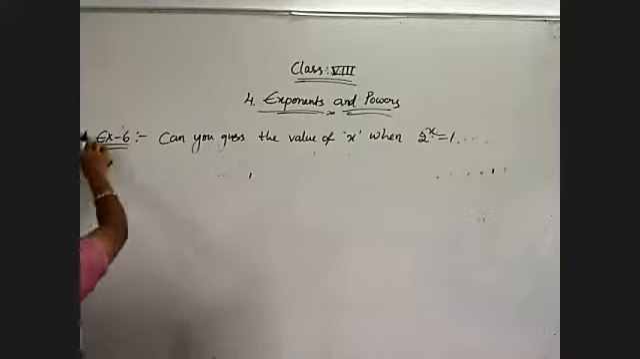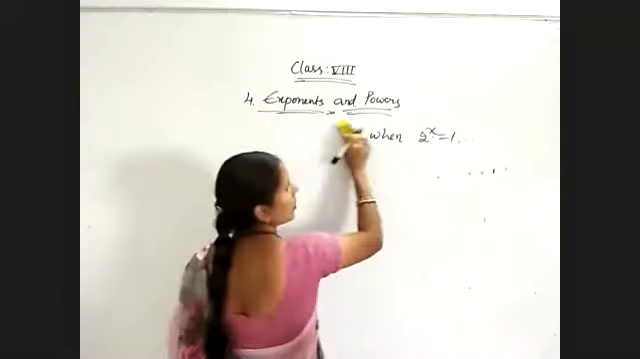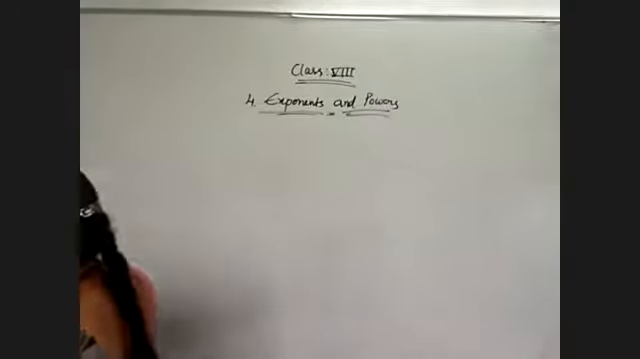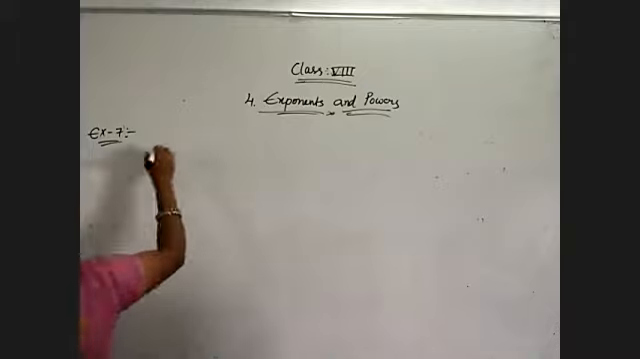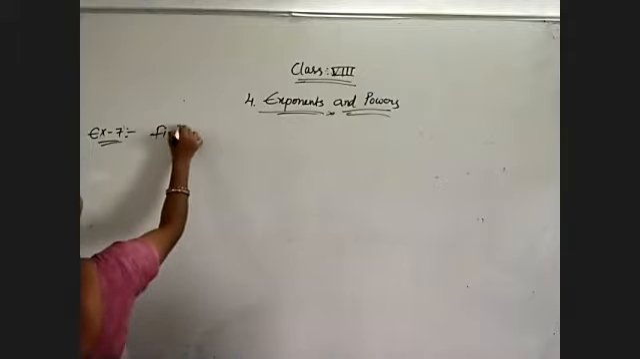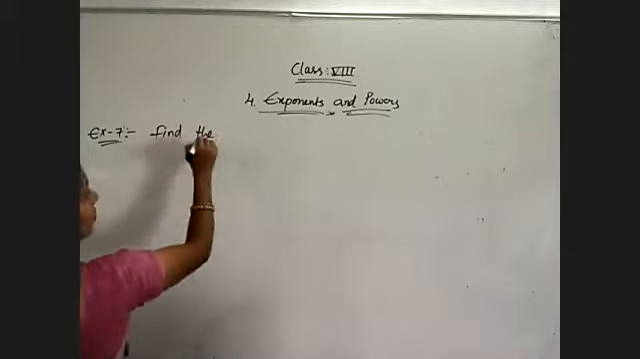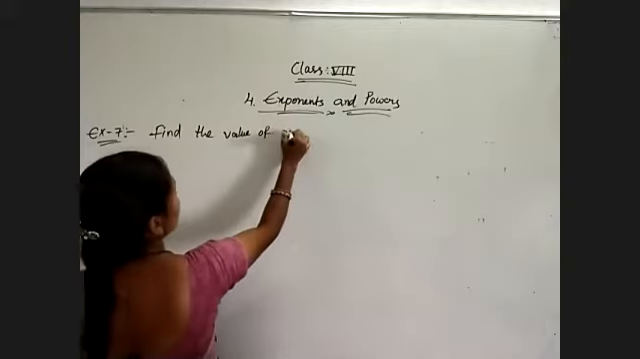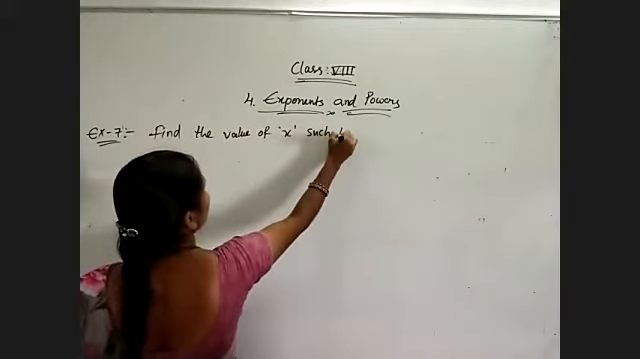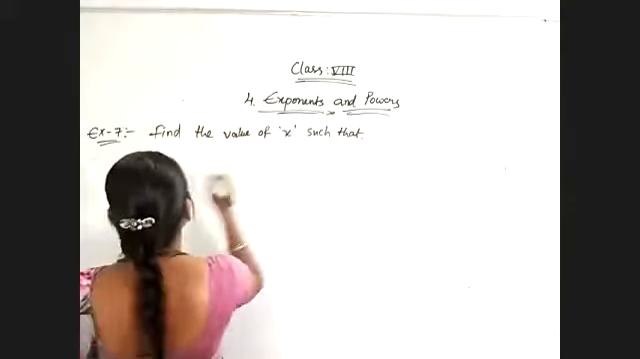So like this, we have several questions depending on the same rule. So now we will see Example 7. Find the value of x. That means we need to simplify for x. We need to find the value of x such that they satisfy the equations.